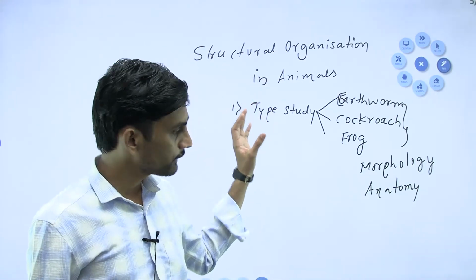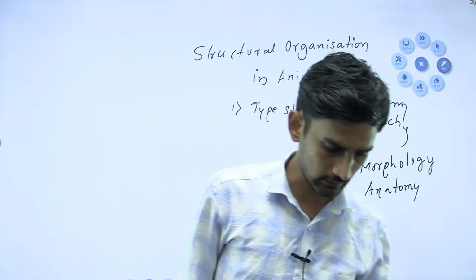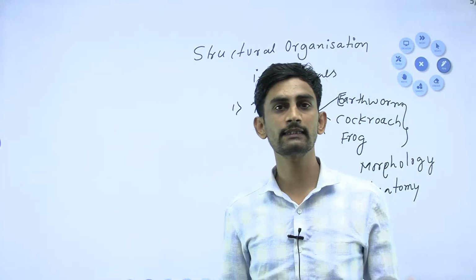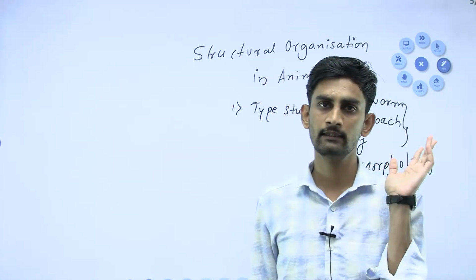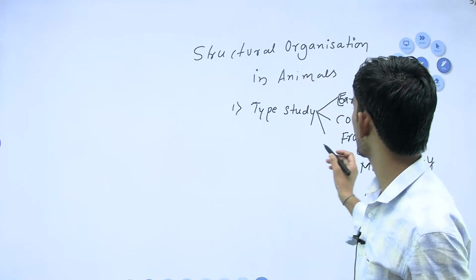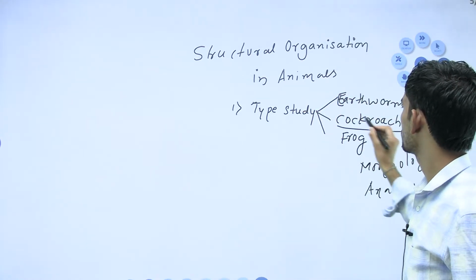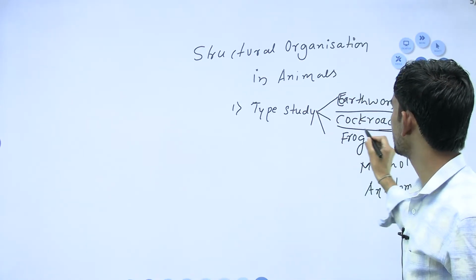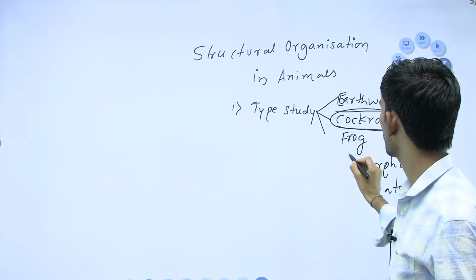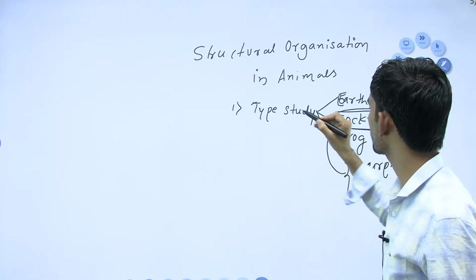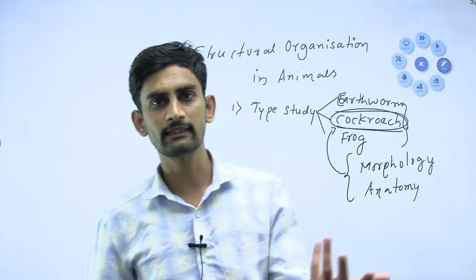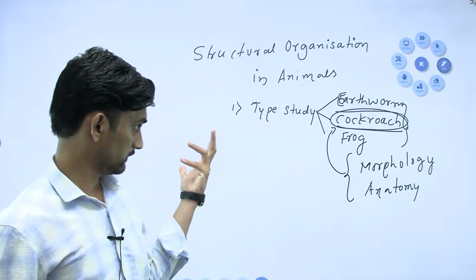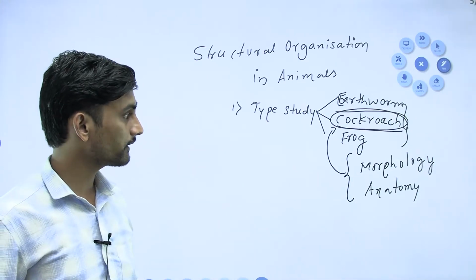So usually every year in type study you study the morphology as well as anatomy of three different animals. But this year we'll concentrate more on the cockroach. We are going to study in detail both the morphology as well as anatomy of the cockroach. You'll ask, why, sir, are you not discussing the earthworm and frog?